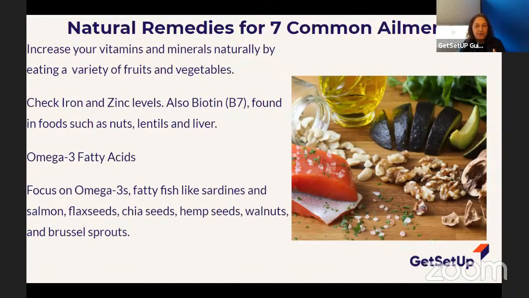So check your iron and your zinc levels. Those are the two main ones, iron and zinc. And the other one is your vitamin B7, which is also called biotin. So where do you find biotin? In nuts, in lentils, and in liver.